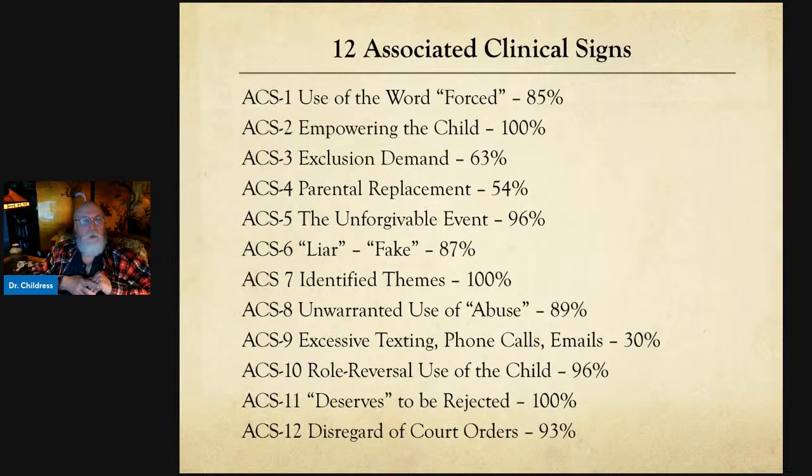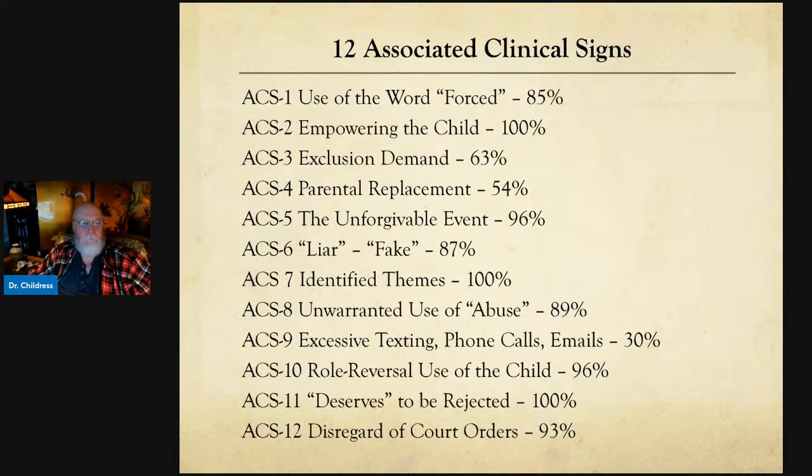ACS2 is empowering the child to reject the other parent. That's in 100% of families, 46 families in the family courts that we took a look at. It was found in all 46 families. The exclusion demand, excluding the targeted parent from sports activities, graduation ceremonies, milestone events. That was found in 63% of court-involved families.